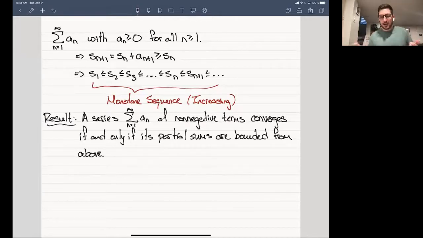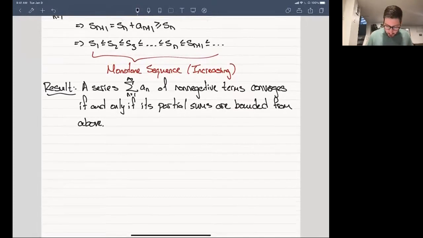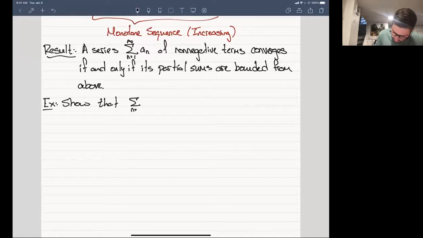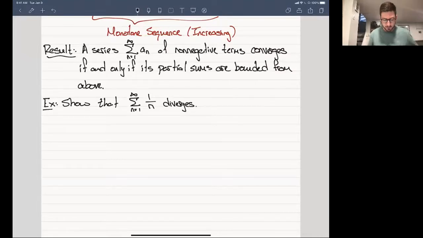Okay, so this is exactly the monotone convergence theorem that we talked about a few videos ago in terms of sequences. But the question is, how do we use this in practice? Well, let's show that the so-called harmonic series, so adding up 1 over every single natural number, diverges. So what we're going to do is show that the partial sums are not bounded above.